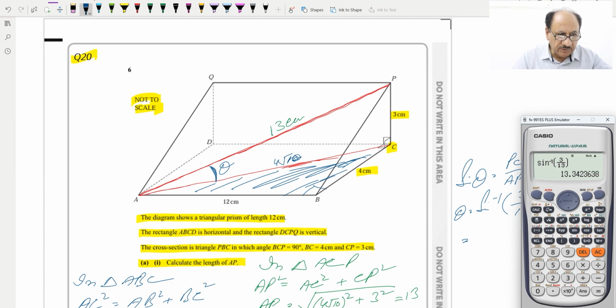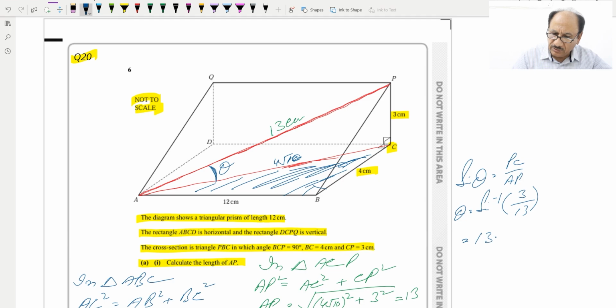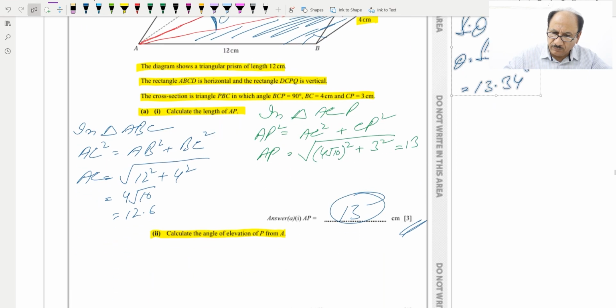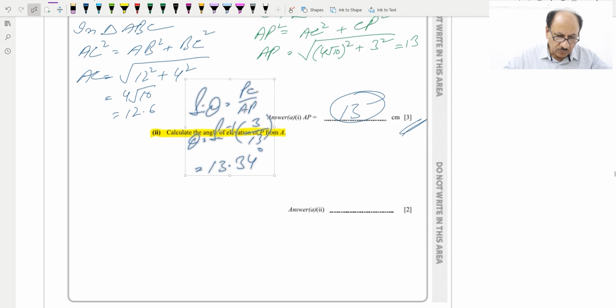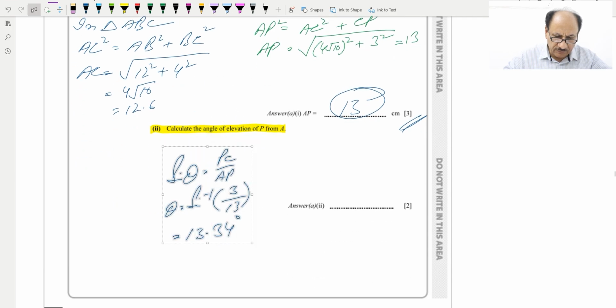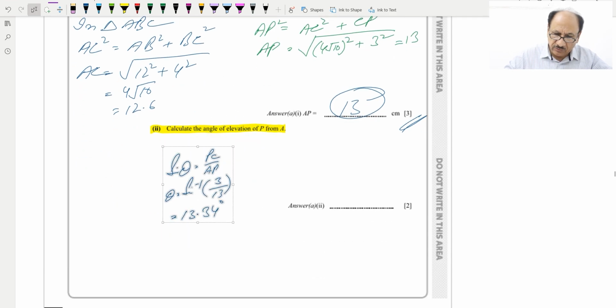So this will be 13.34 degrees, and we can shift this to the proper location over here. This will be the proper answer, 13.3, if we are writing 3 significant figures, and this is a 2 marks question which we have done.